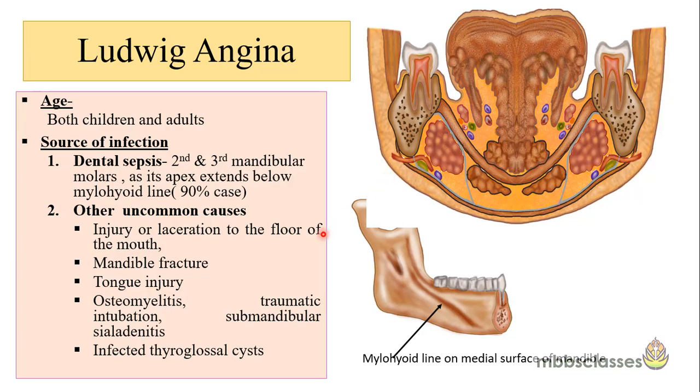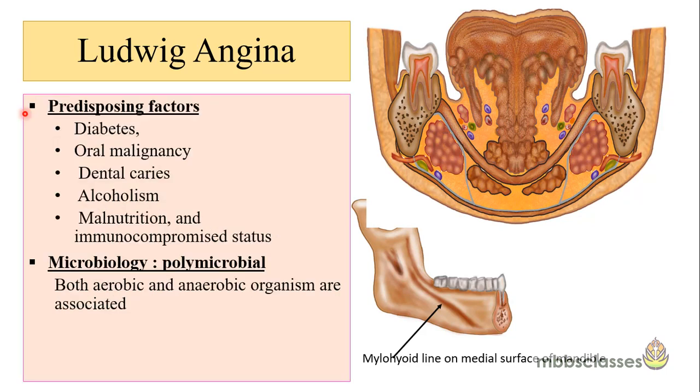It is seen that it can also occur following injury or laceration to the floor of the mouth, following mandibular fractures, if there is any tongue injury, osteomyelitis, if there was any history of traumatic intubation or submandibular sialadenitis, and sometimes very rarely following infected thyroglossal cyst. But still, till date also, the dental cause is the most common cause of Ludwig's angina.